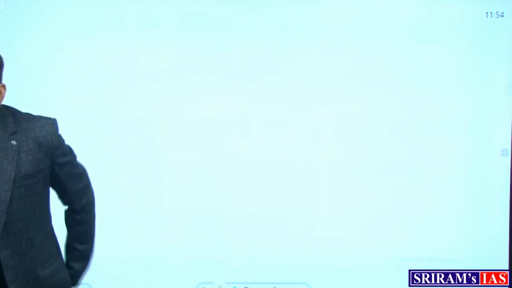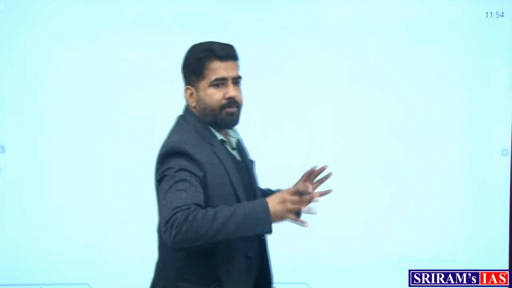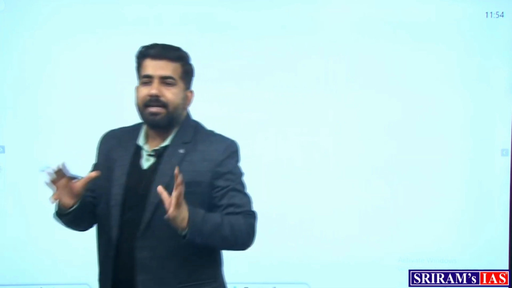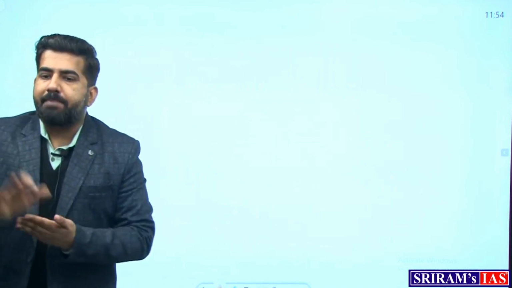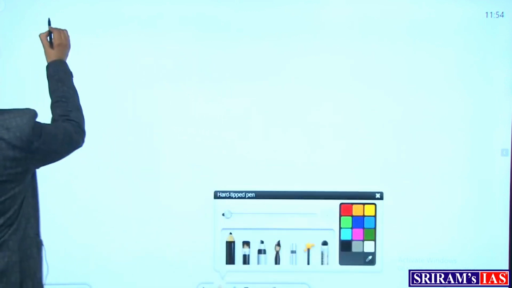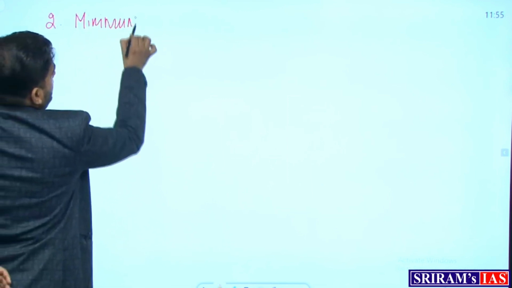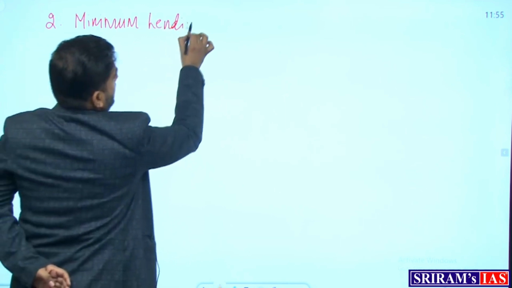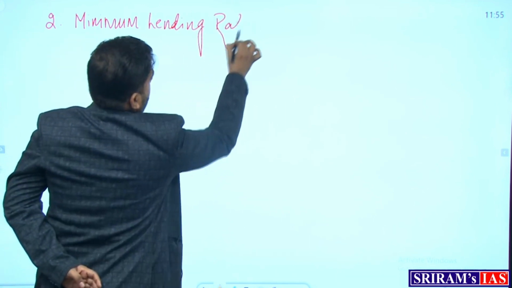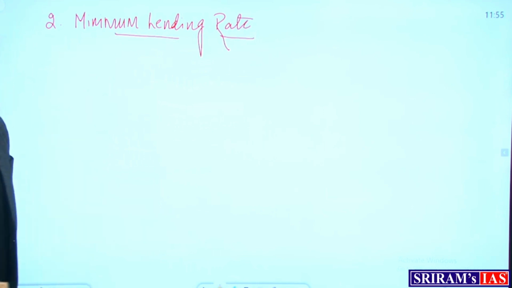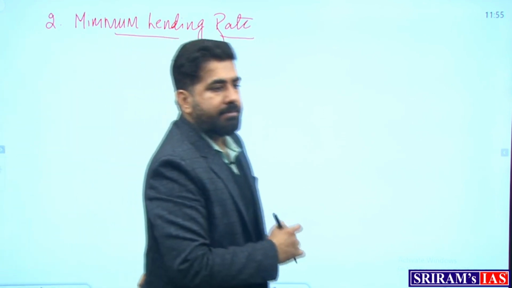So this was the first concept, known as priority sector lending. Now apart from the PSL, there is another capital left over, over which the bank has complete discretion to lend to any sector. But the only requirement is that the loans have to be given above the minimum lending rate.